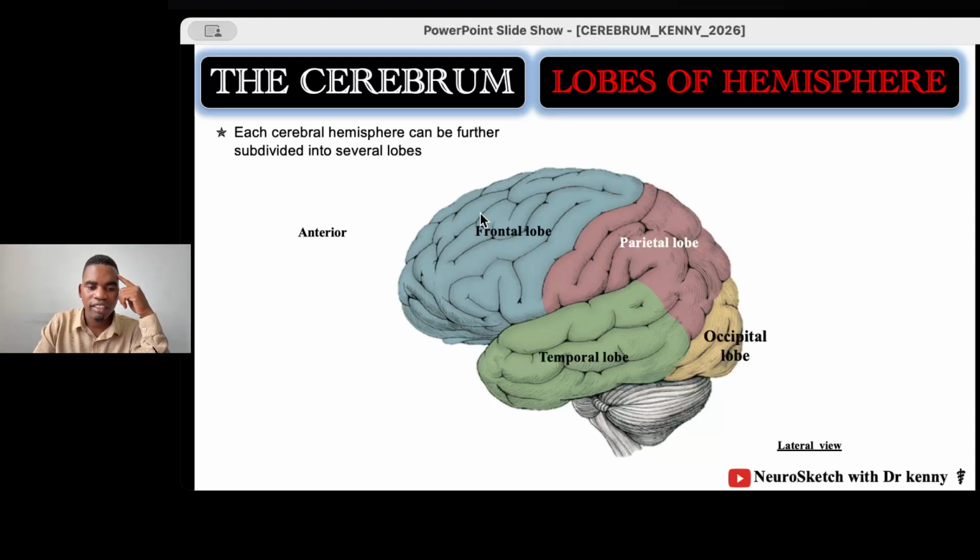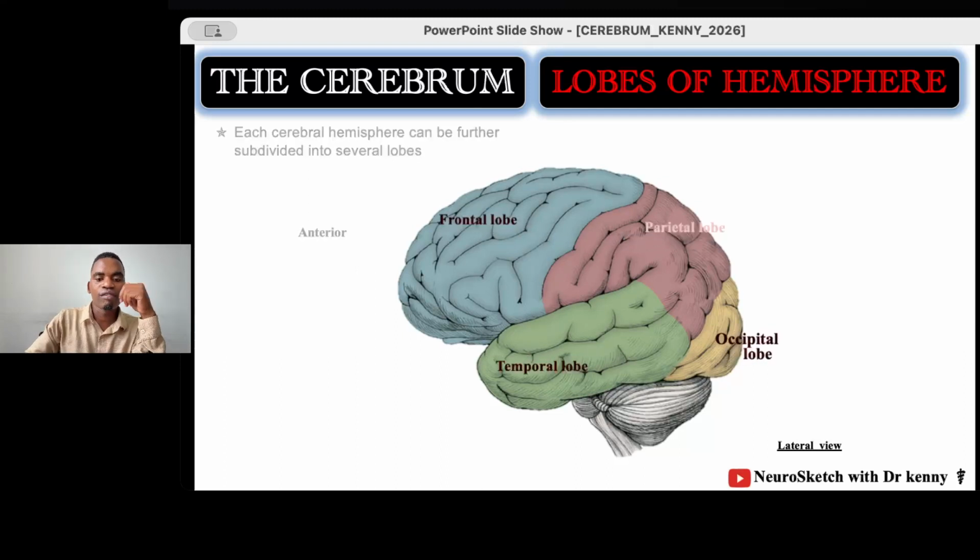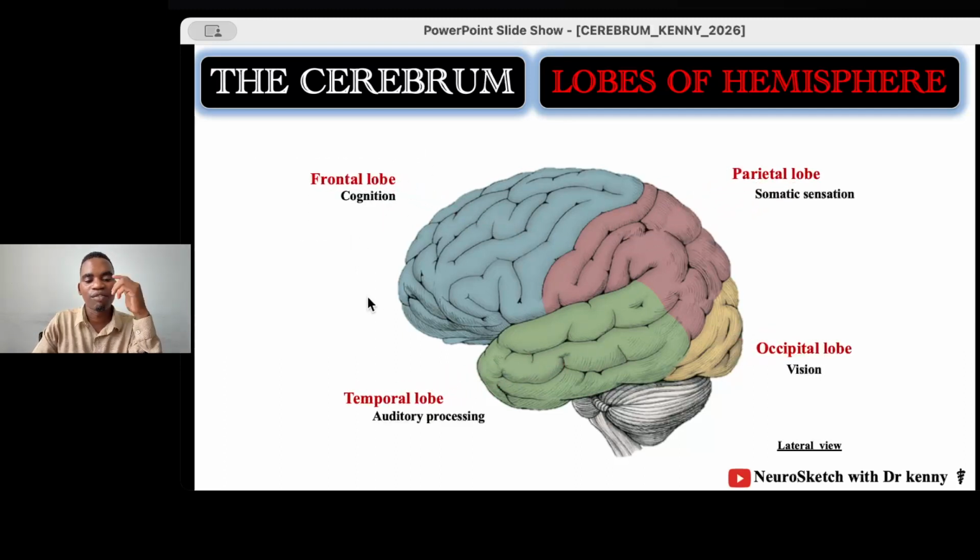What are the primary functions of these lobes? Of course, they have a lot of functions and a lot of interaction. But if you are asked to name only one function per lobe, this is what you should mention.